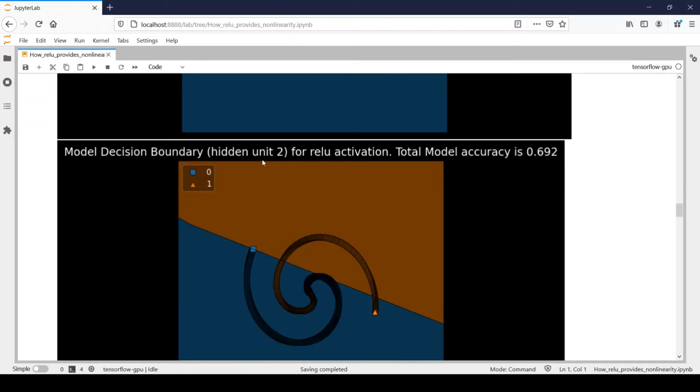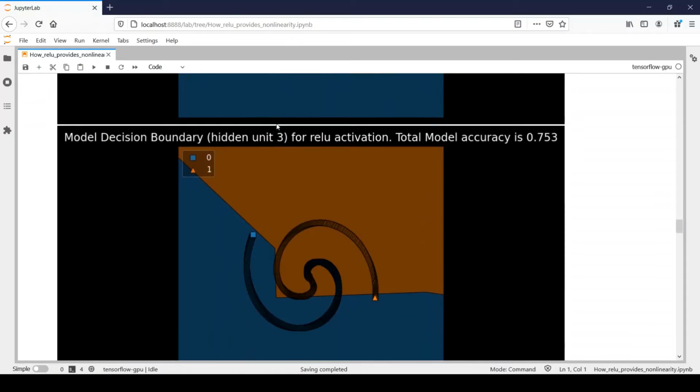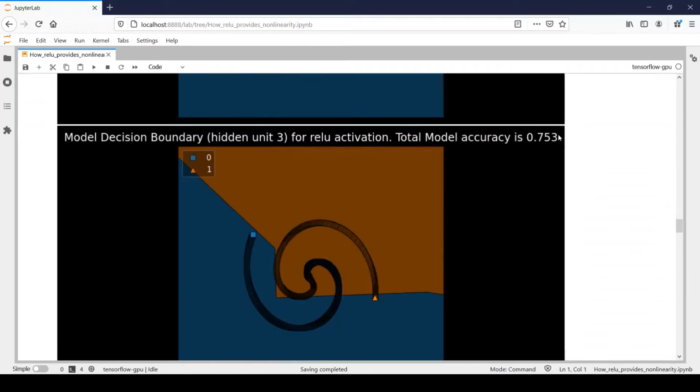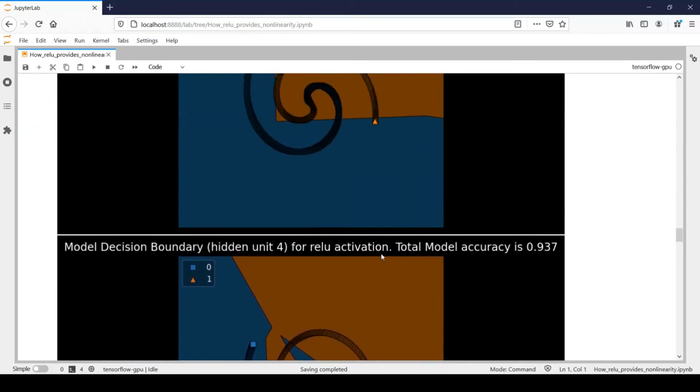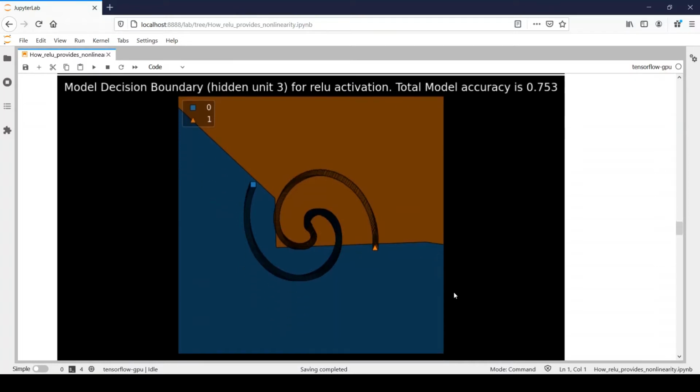Slowly we'll increase the number of hidden units. Once we increase the hidden units from 2 to 3, you can see that the accuracy of my model has increased from 69.2 to 75.3. And this time my model has picked up different straight lines for separating the data classes. So slowly we'll increase the number of hidden units, and you will see that it creates a more robust decision boundary for separating data classes, and slowly the model accuracy will also increase.